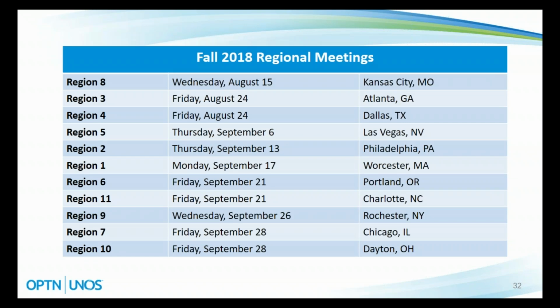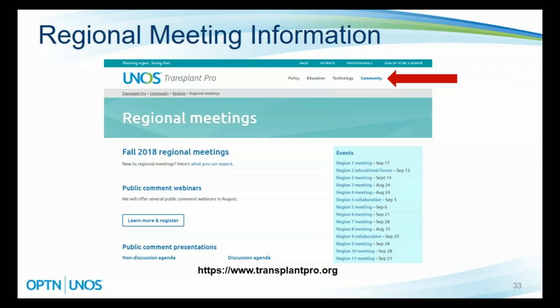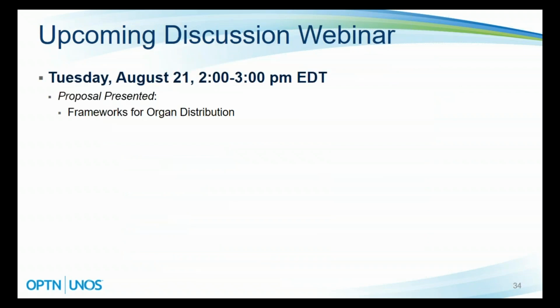For reference, here's a list of the dates and locations corresponding to the fall 2018 regional meetings, and the meetings begin this week, actually tomorrow, and end on September 28th. The regional meeting dates, locations, and links to the meeting materials and agendas are located on the regional meetings page under the Community tab on the Transplant Pro website. And as a reminder, another webinar will be held on Tuesday, August 21st from 2 to 3. And the proposal presented during this webinar will be frameworks for organ distribution by the Ad Hoc Geography Committee. A link to register for the webinar can be found on the Transplant Pro and OPTN websites.